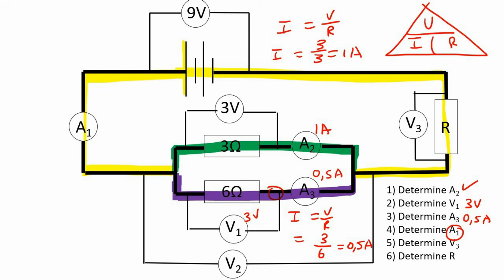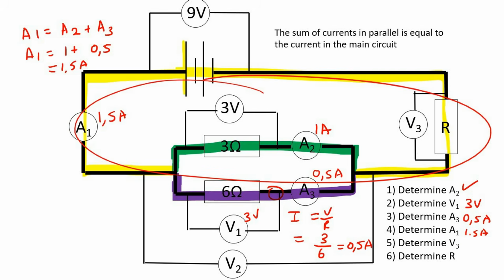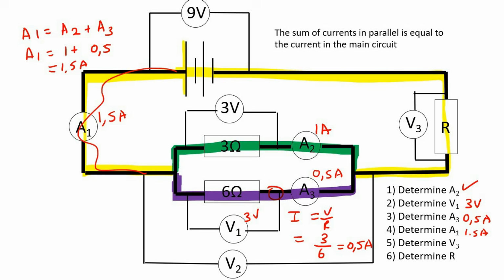The next one says calculate A1. Now we know that the sum of the currents in parallel is equal to the current in the main circuit. So that means that A1 is equal to the sum of all of the currents in parallel, which is A2 plus A3. And so A1 is going to be 1 plus 0.5, and so that would be 1.5 amps. So A1 is going to be 1.5 amps. Now that's part of the main circuit, which is the part in yellow.